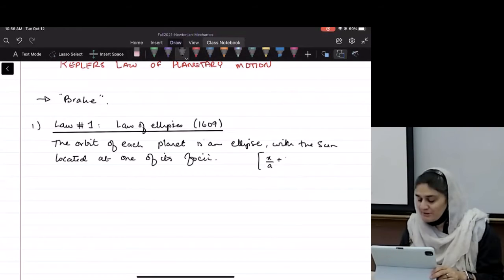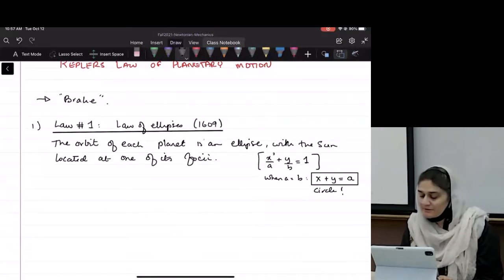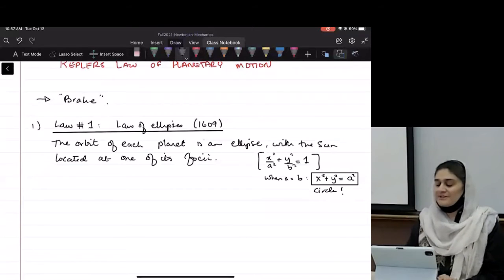X squared over A squared plus Y squared over B squared equals 1. When A equals B, what happens to this equation? X squared plus Y squared becomes A squared, and that's an equation of a circle. Are they supposed to be squared? Oh yeah, they are supposed to be squared. So X squared plus Y squared equals A squared.